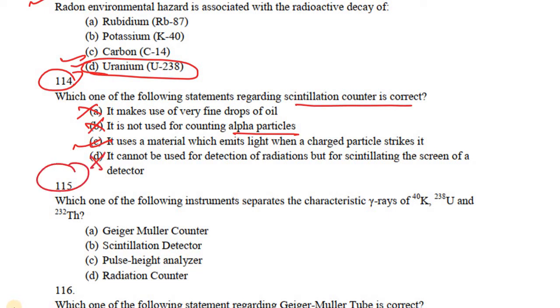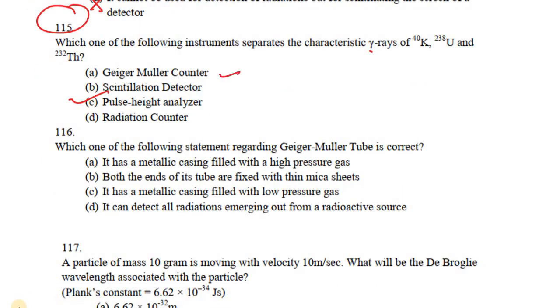Next is 115. Which of the following instruments separates the characteristics of gamma rays? This is the pulse height analyzer, because all the other things can't separate them. The GM counter can't, the scintillation detector can't, the radiation counter can't.